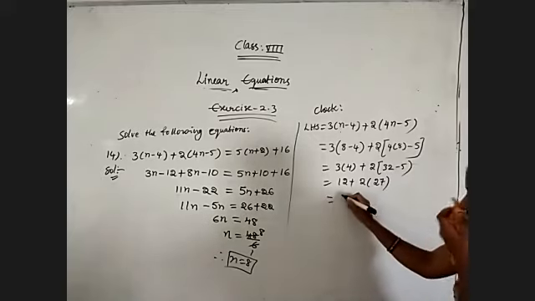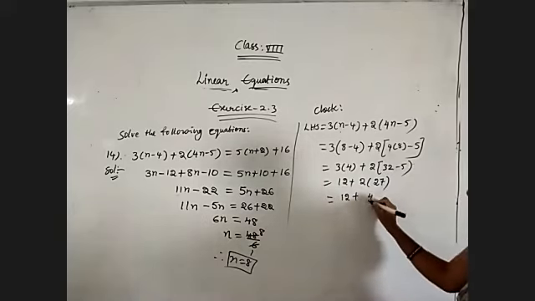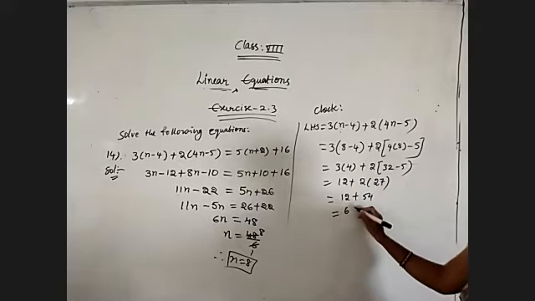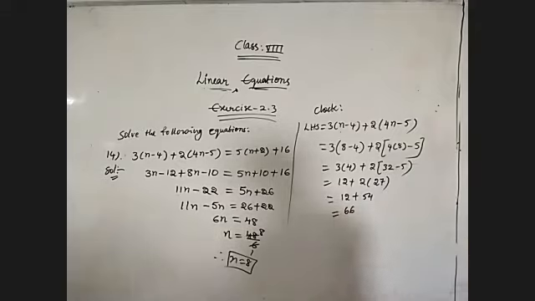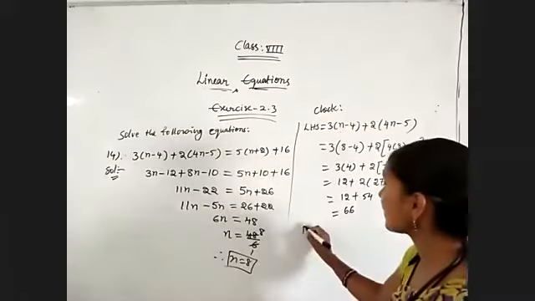So which is equal to 12 plus 2 into 27. 2 7s are 14, 2 2s are 4, so 54. Which is equal to 66. Okay, now LHS value we got 66. Check it for RHS.